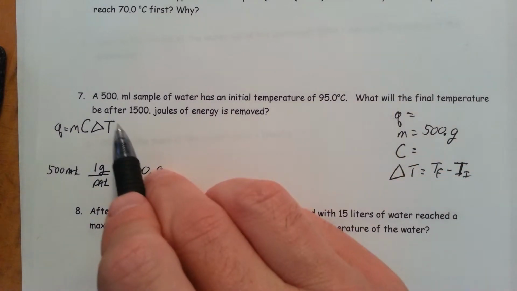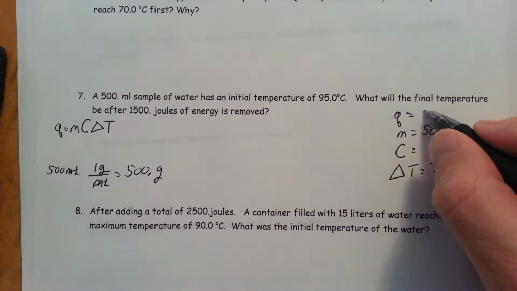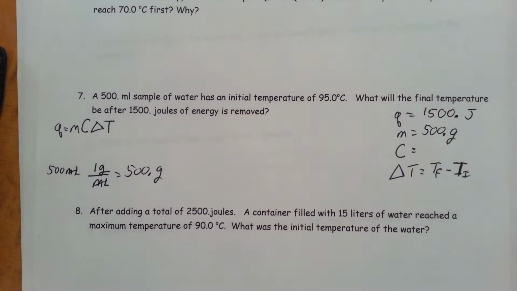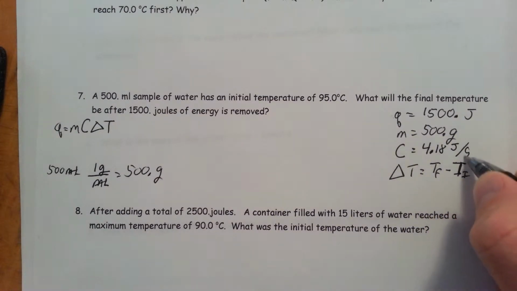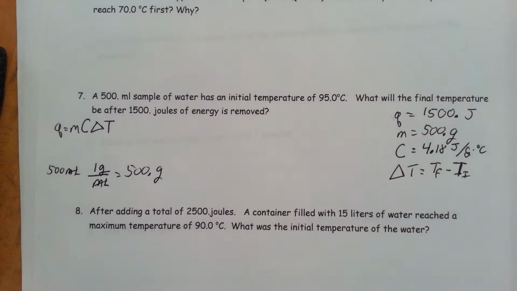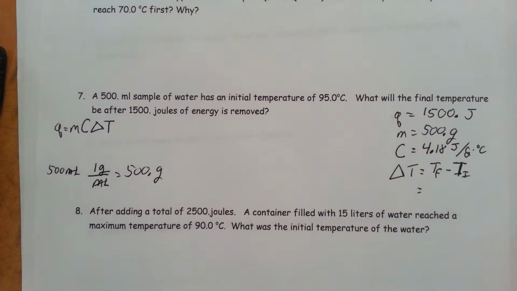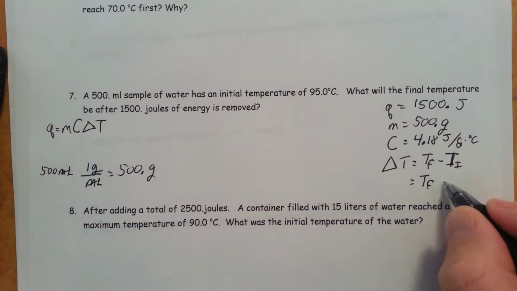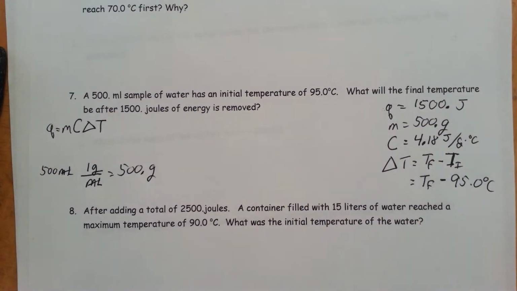And we'll jump here and we'll come back to the temperature in a moment. After 1500 joules of energy is removed, so the Q is going to be 1500 joules. C is the specific heat of water. On the reference table, 4.18 joules per grams times Kelvin or degrees Celsius. So our delta T in this case is going to be equal to the final temperature, which we're looking for, minus 95 degrees Celsius.